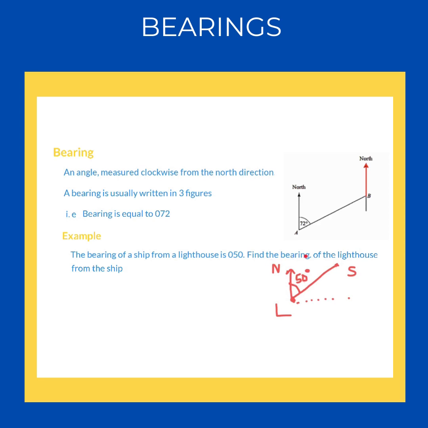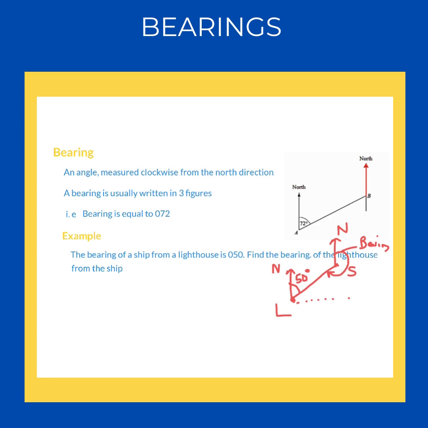Now I want to find the bearing of the lighthouse from the ship. So at S, I draw a north sign, and as I said, the bearing is usually measured from S, or at S, in a clockwise direction. So from the north sign, I have to move around until I meet the line connecting L and S, and this is the bearing that I need to find. Now how can I find this bearing?